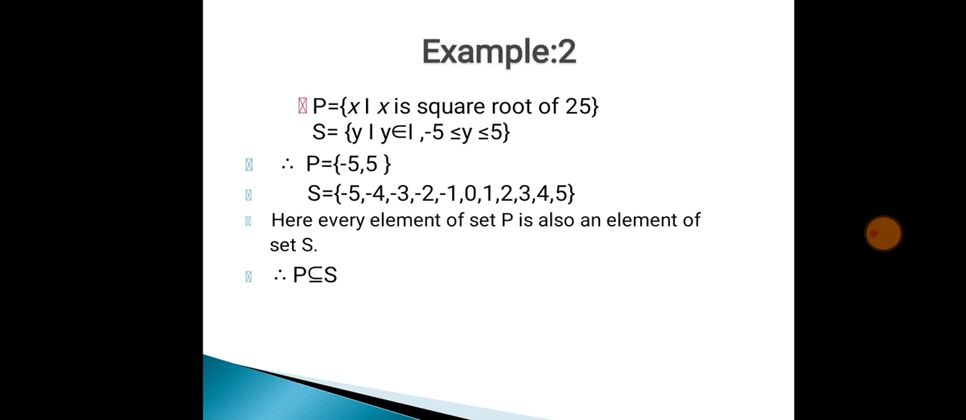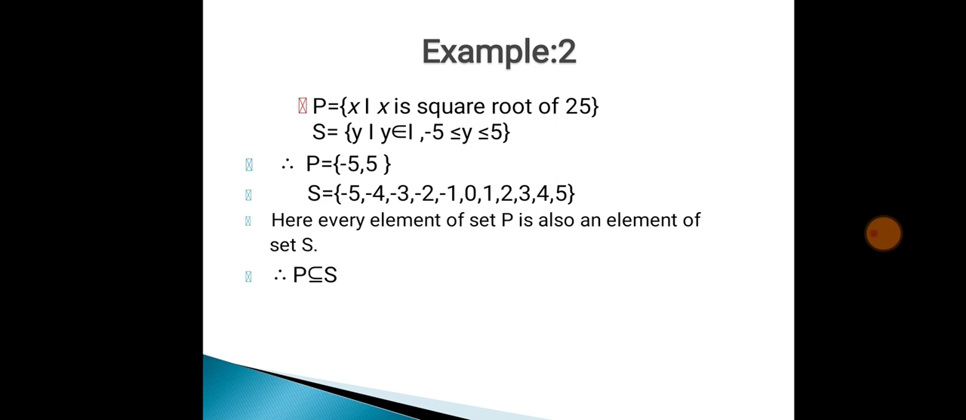Now let's see one example based on subset. P = {x : x is the square root of 25}. And one more set, S = {y : y belongs to integers, -5 ≤ y ≤ 5}. So let's write the sets in list form. Here the square roots of 25 are -5 and +5. Therefore P = {-5, 5}.